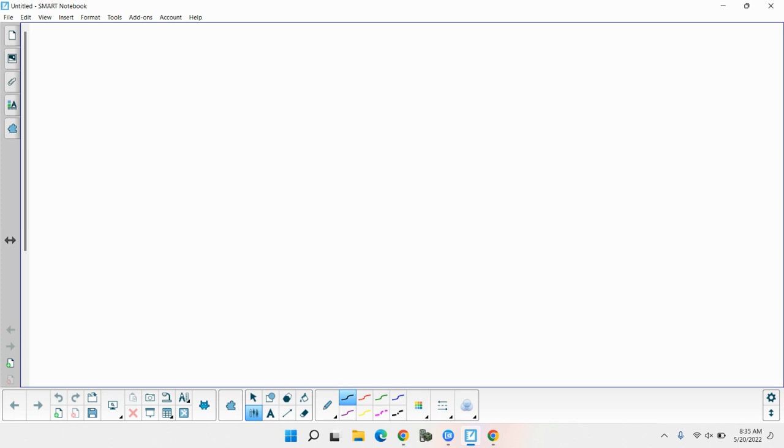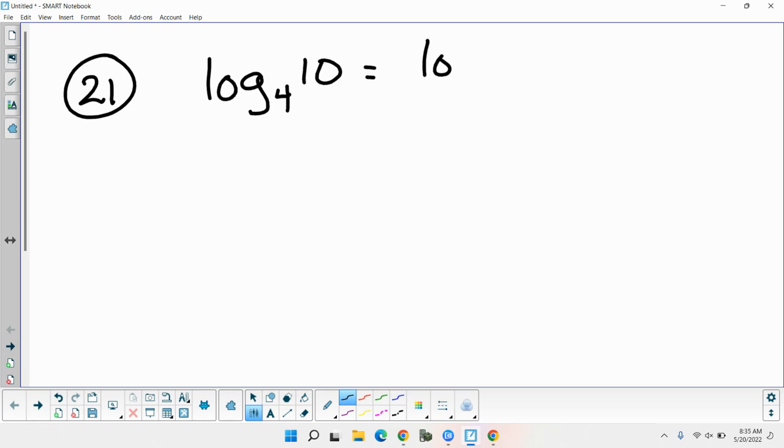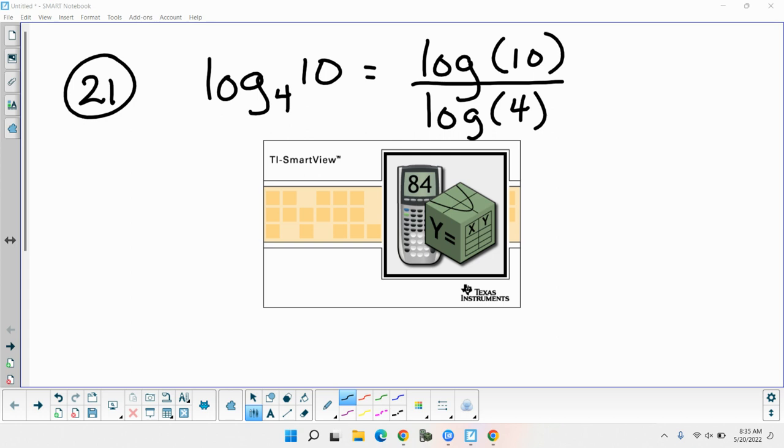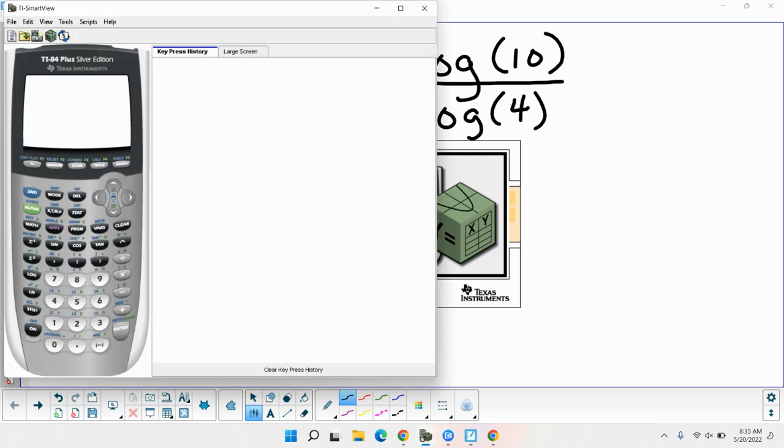AJ Miller. All right, we got a couple more from chapter 6 to finish up. Number 21 is just a calculator problem. The change of base formula is what we're using. But here's what we put in the calculator: log of 10 divided by log of 4. The base stays in the basement. Okay, so let's get my calculator out here. And we'll get some decimal answer, which is fine.